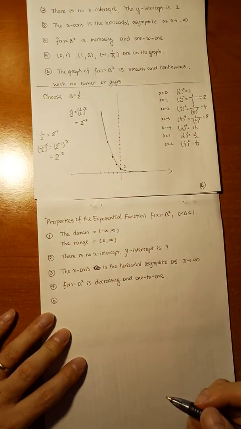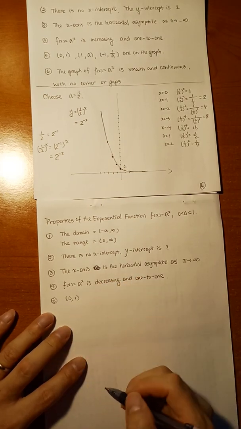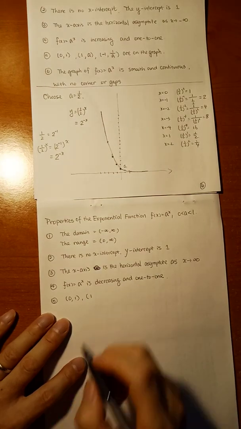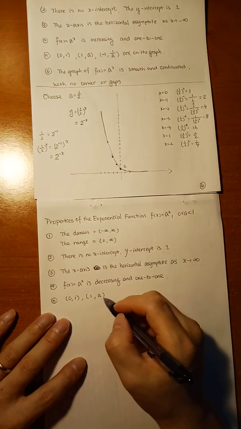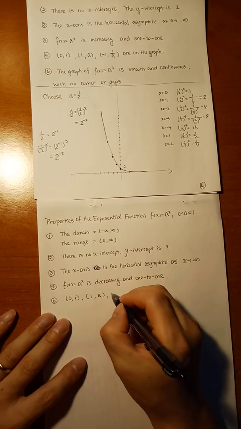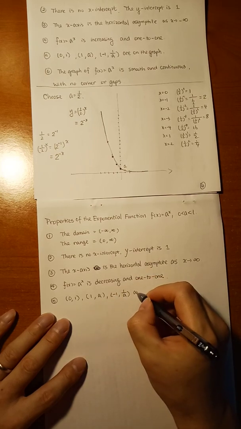5 is actually the same thing. When x is equal to 0, you get 1. When x is equal to 1, you get a. But this a is between 0 and 1, so it's less than 1. When x is negative 1, you get 1 over a. So they are on the graph.